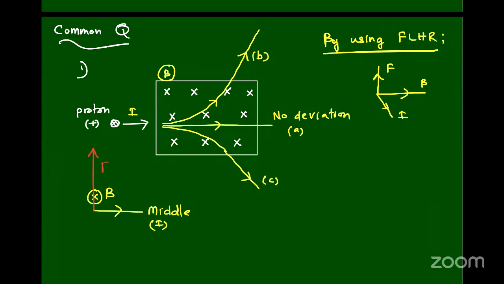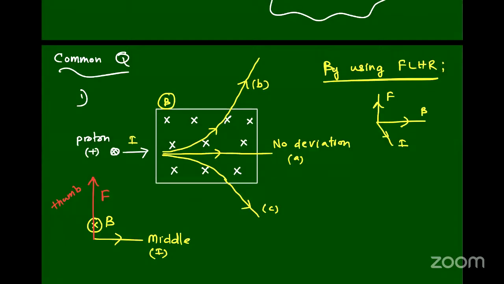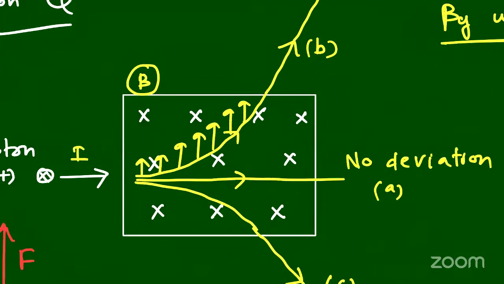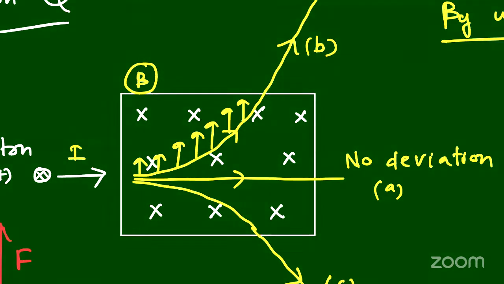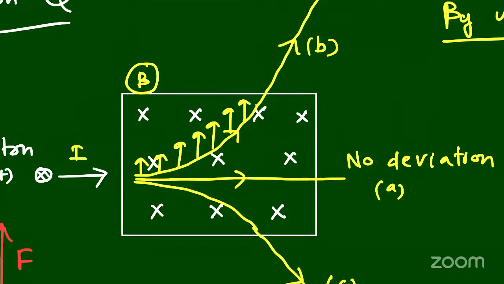So which means the force being applied here. This is the thumb, and B will be the index finger. So I'm not going to write it. Yeah, the answer is B. So eventually this particle will be experiencing an upward force like this until it is inside this magnetic field. Remember, until it is inside this magnetic field, it will be experiencing an upward force like this.